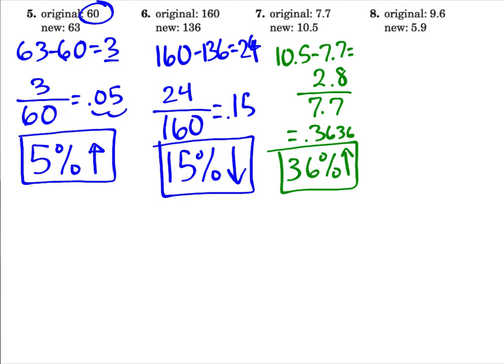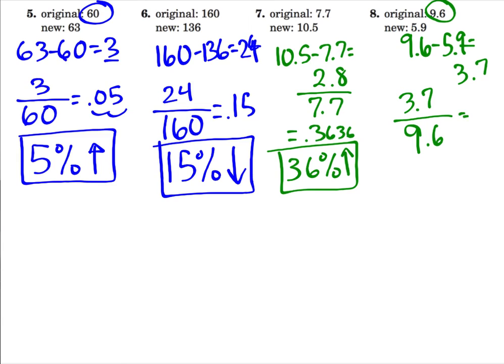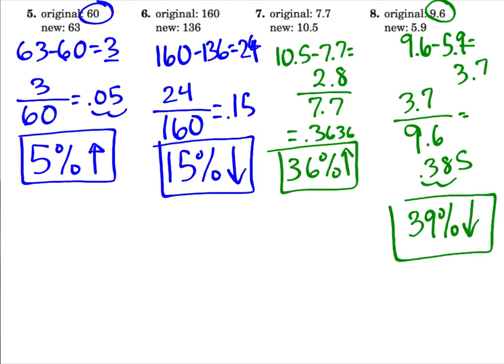Okay, last example on this video. The original is 9.6, the new is 5.9. We start by finding out how much change there is. 9.6 minus 5.9 is 3.7. We're going to take that and divide it by the original, 9.6. Okay, 3.7 divided by 9.6 is 0.385. There's a lot of it after that. Rounding to the nearest whole percent, though, would be 39%. This one goes down, so it is a 39% decrease.